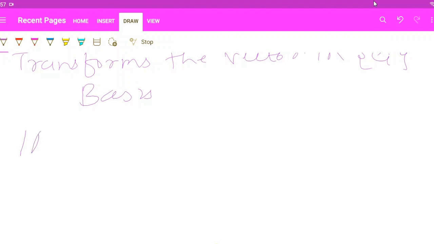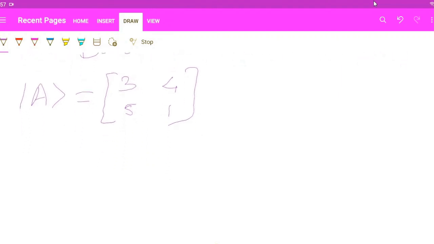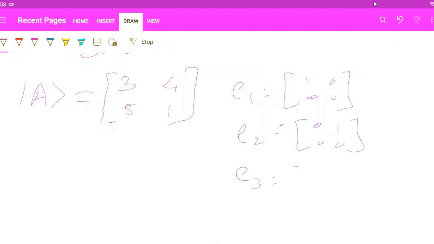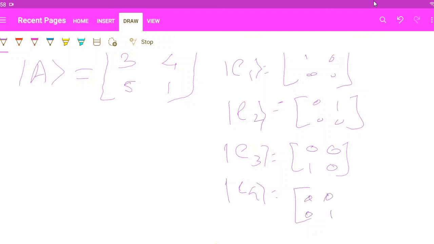Just take an example. Suppose I have a vector A, and I don't know in which basis form it is. So let's take the vector 3, 4, 5, 1. And I'm going to take an orthonormal basis. Let's say e1 is equal to 1, 0, 0, 0; e2 is equal to 0, 1, 0, 0; e3 is equal to 0, 0, 1, 0; and e4 is equal to 0, 0, 0, 1. These are all basis vectors. Now I want to transform this particular vector A in terms of this basis set.